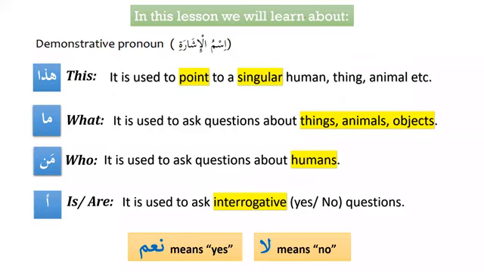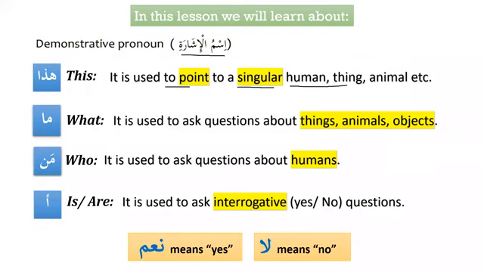So in lesson number 1, we are going to learn about the demonstrative pronoun, ismul ishara, and that one is hada. Hada means this, and it is used to point to a singular human, thing, animal, etc. So it is used to point towards something which is singular. It can be a human, it can be a thing, or it can be an animal.